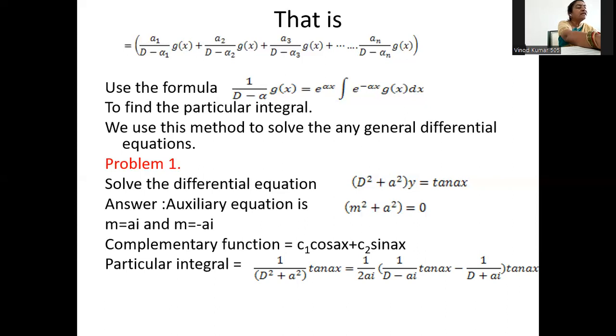That is equal to 1 by 2ai into [1 by (D minus ai) on tan ax minus 1 by (D plus ai) on tan ax]. We have to find these particular integrals as separate terms. So, we will calculate 1 by (D minus ai) on tan ax.